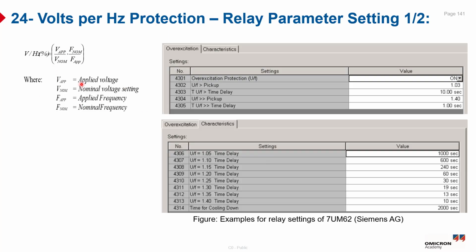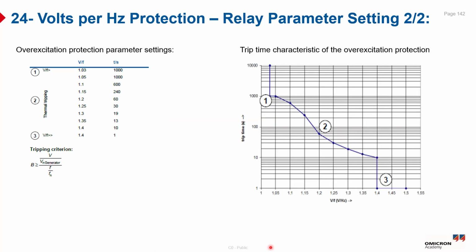You can see here the applied voltage and the nominal voltage setting, applied frequency and the nominal frequency. So if the calculated V over F ratio exceeds the configured limit, the relay initiates a time delay trip to protect the stator core from thermal stress and potential insulation damage. So this approach ensures that the generator is protected against overexcitation while allowing for short-term acceptable transients without unnecessary tripping. Okay, so the V over F is always in per unit values.